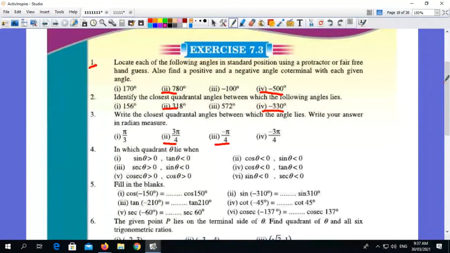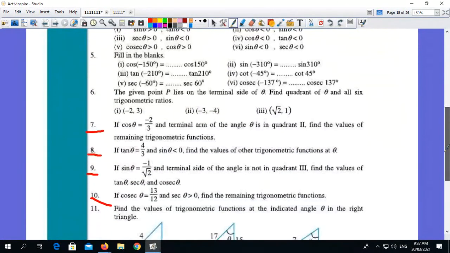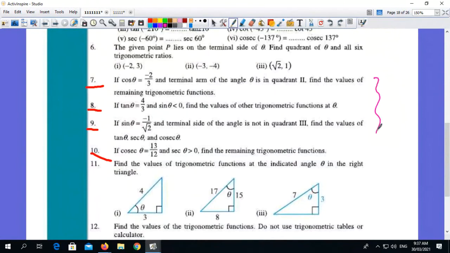Question number 1 is MCQs, question number 2 is MCQs, 3 is MCQs, also 4, 5 MCQs, but in short syllabus there is no 4, 5 question. So these 3 are important questions, 7, 8, 9 and 10. Please, if you have any question, please ask me. No question, sir. Okay. Now I move on.